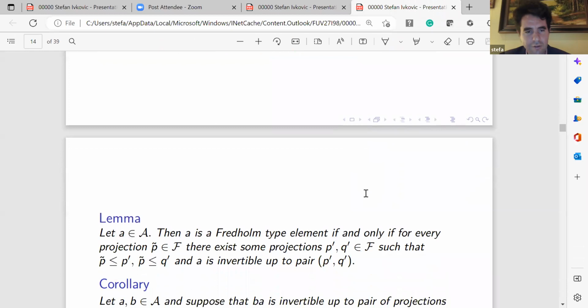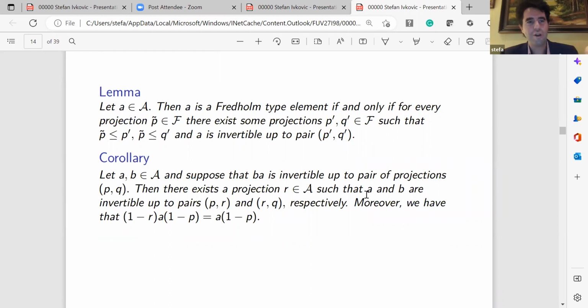One more technical result before I really speak about concrete results. This lemma we need to be able to speak about the compressions of element A with respect to the projections in the ideal of finite type element. It turns out that A is a Fredholm type element with respect to this fixed ideal F if and only if for every projection P tilde in this ideal F, so arbitrary projection P tilde, there should exist projections P prime and Q prime in F such that P tilde is less or equal to P prime, P tilde is less or equal to Q prime, and A is invertible up to pair P prime and Q prime.